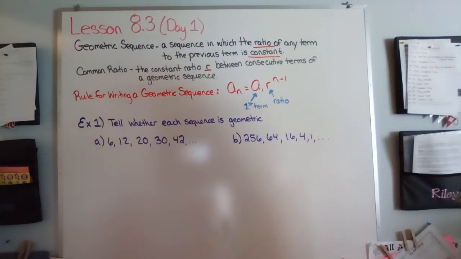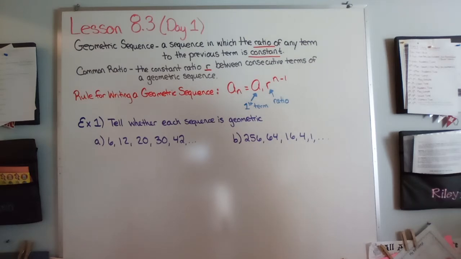A geometric sequence is a sequence in which the ratio of any term to the previous term is constant. So arithmetic had a common difference, some way that we were adding or decreasing from one term to the next. Here we're going to have a common ratio. So we're going to be looking for what we are multiplying by to get from one term to the next. All right, the common ratio, the constant ratio r between consecutive terms of a geometric sequence.